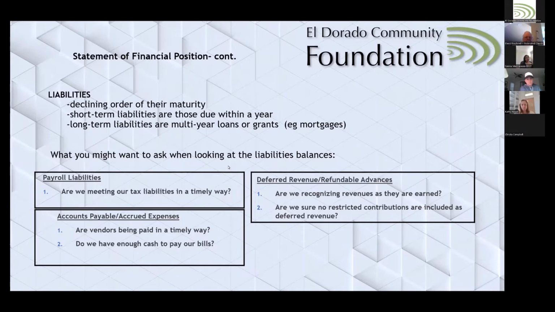Deferred revenue: are we recognizing revenues as they're earned? Sometimes somebody might have given us a deposit and they might have said this is due when you are moving to the next year, but you haven't converted the liability on your books as revenue. So make sure you're recognizing revenues when they're earned, and you have to make sure there are no restricted contributions included as deferred revenue. Sometimes they are. When we move towards restricted and unrestricted, I will talk a little more in detail about this. I'm going to move on to the next slide and talk about net assets.